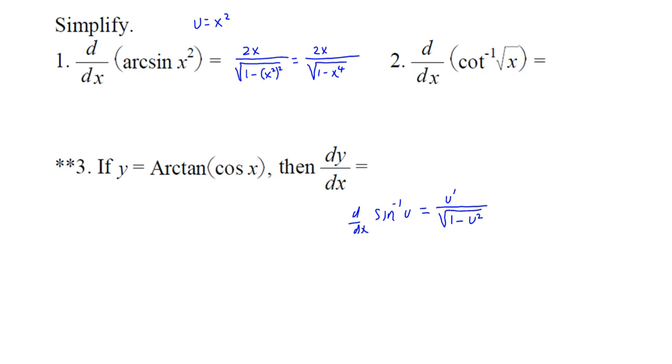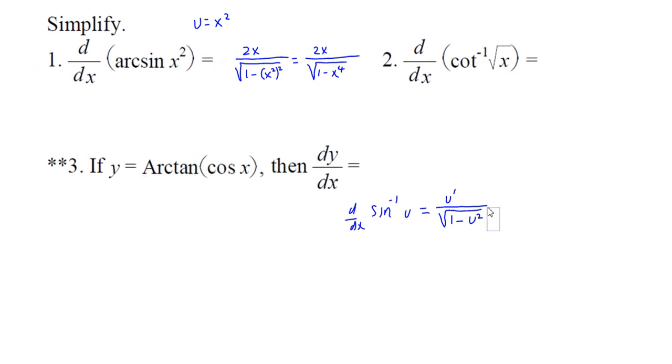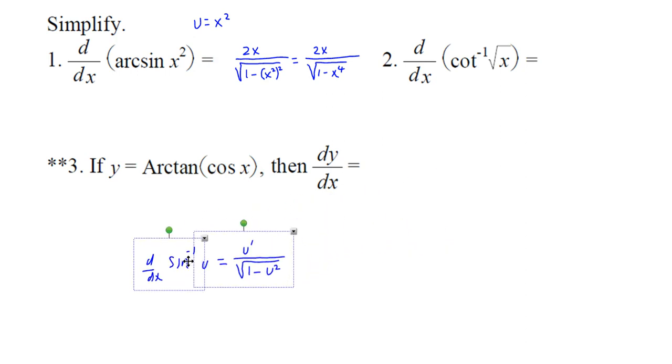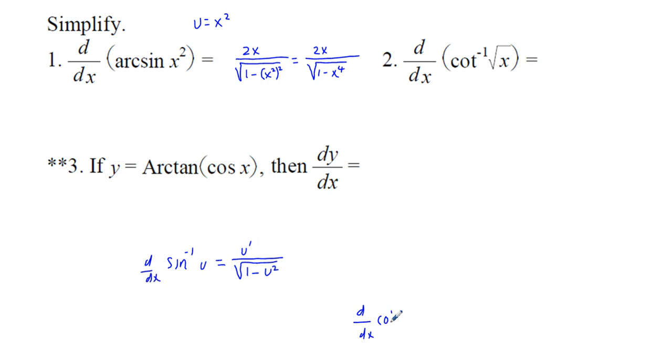So really that's it. I'm going to drag this down here, kind of get it out of the way a little bit. There we are. And then for d/dx of inverse cotangent, that's going to be in this place down here. I'm just memorizing from my card, so inverse cotangent is going to be equal to negative u prime over 1 plus u squared. So let's go ahead and apply that in this case.